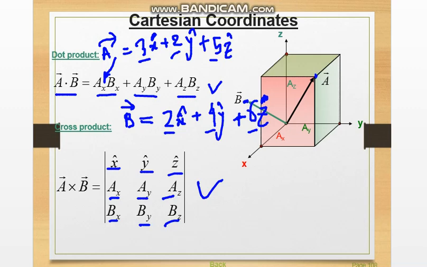If you take x, that means ay bz minus az by, into the x vector. If you take y, minus y, so ax bz minus az bx. If you take z, then ax by minus ay bx. So there you can calculate like this in the cross product.